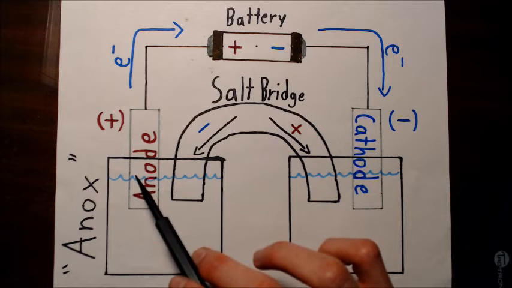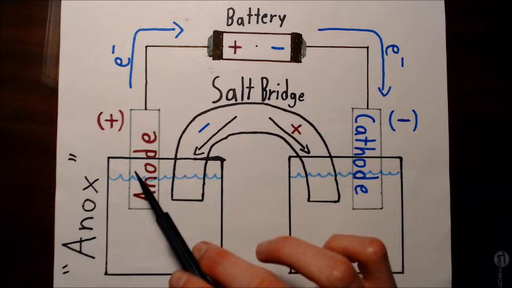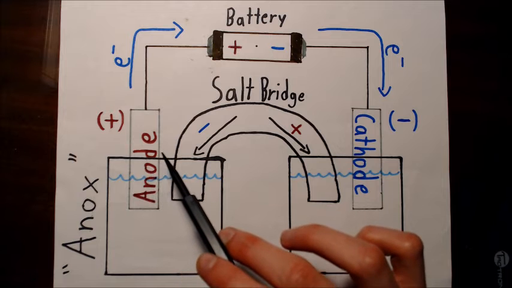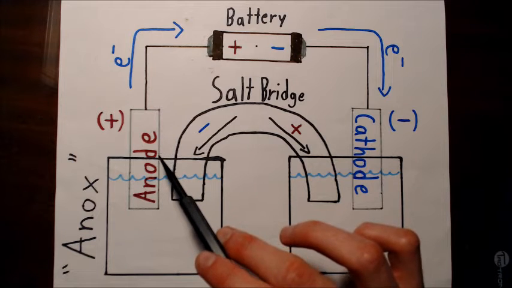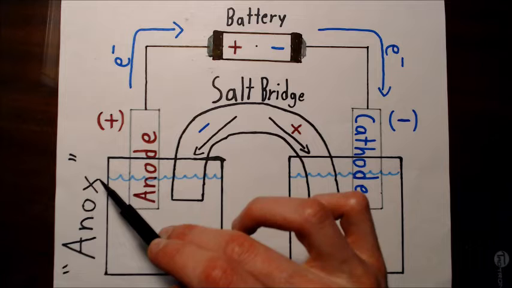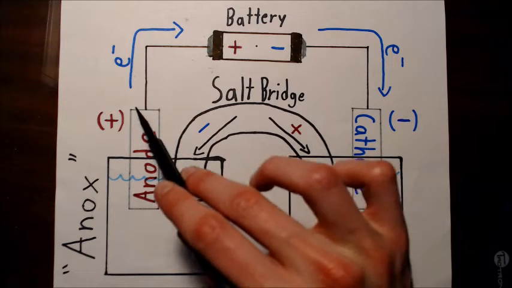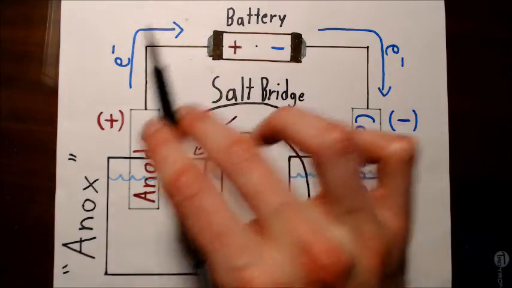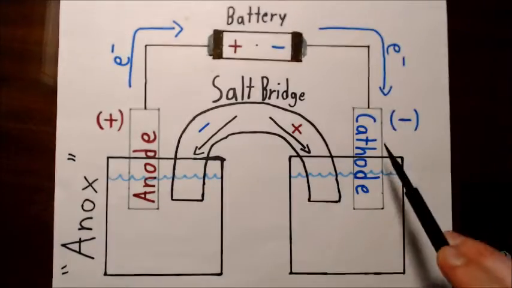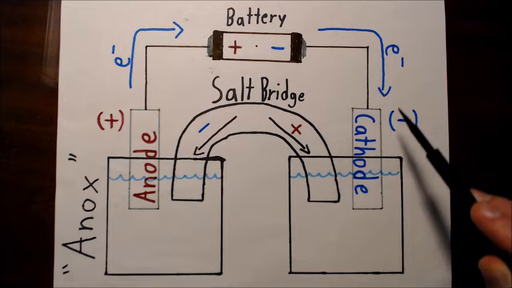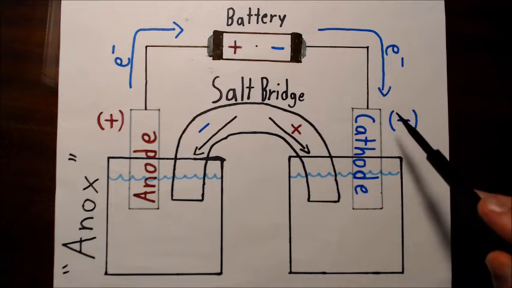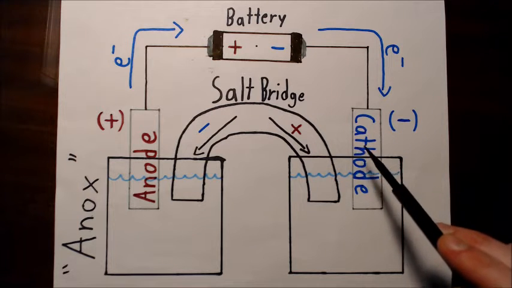The anode in the electrolytic cell, just like in the galvanic cell, gets oxidized. You can memorize it with the simple word anox: anode, oxidized. The anode loses electrons, which flow into the cathode. The cathode itself gets reduced because it takes in electrons.